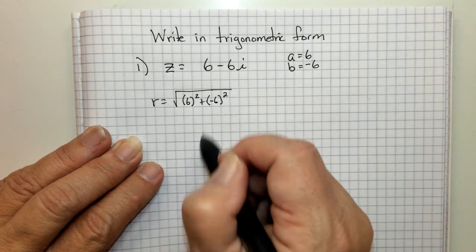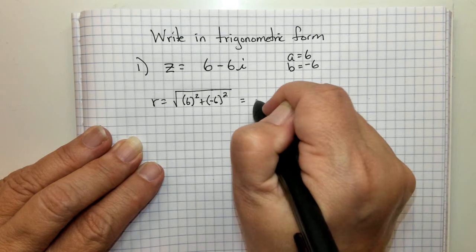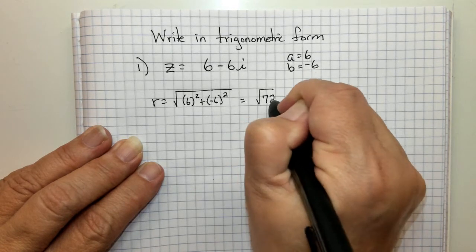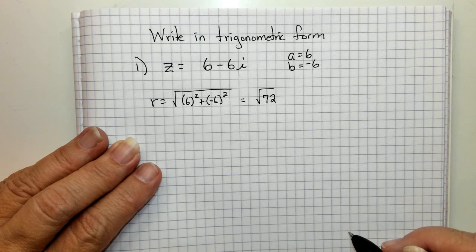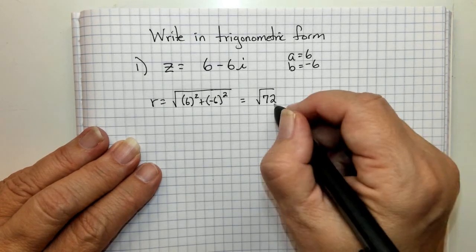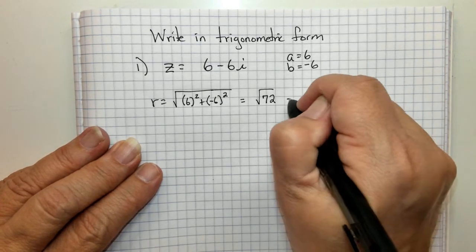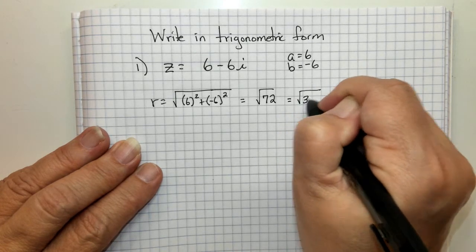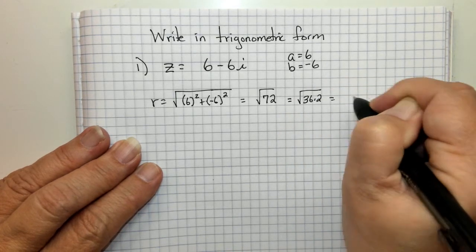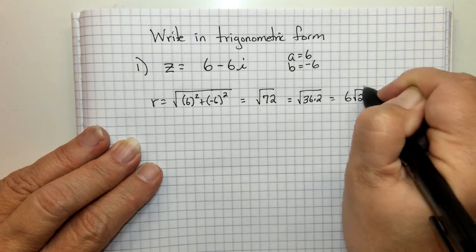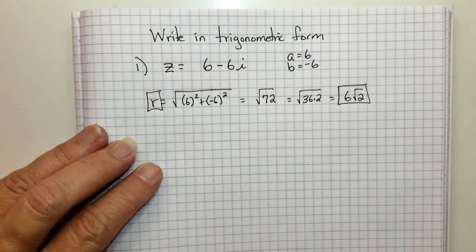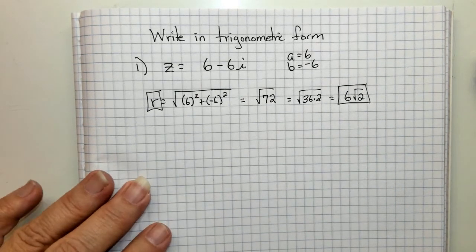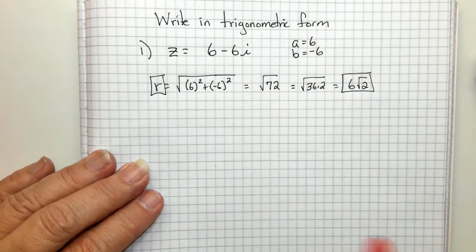Remember, parentheses around your negative, which is then the square root of 72. And then we will simplify that radical. So 36 times 2 is 72. So that becomes the square root of 36 times 2, which is 6 times the square root of 2. So there's our value for r. Alright, next we need our value for theta.